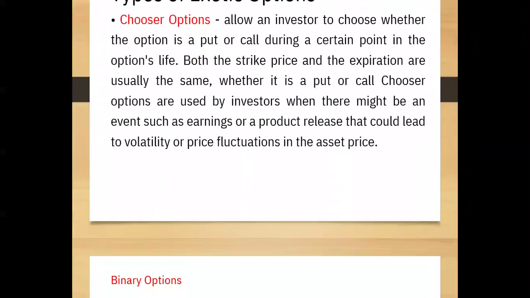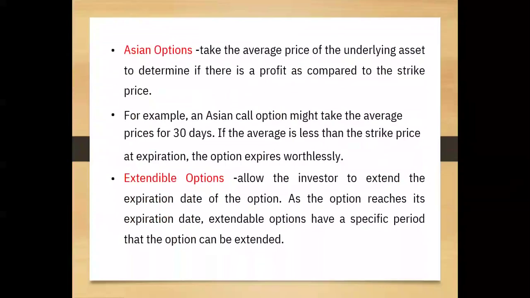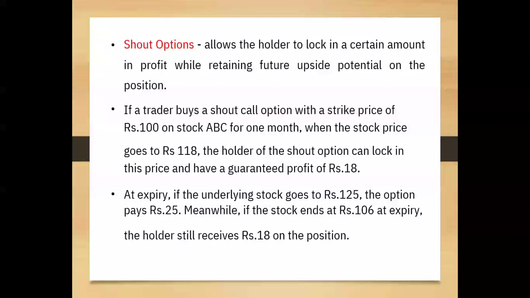Types of exotic options: chooser options, binary options, Asian options, extendable options, and LEAPS, long-term equity anticipation securities. Basically, they were created for investors who wanted to create long-term strategies. Normally, options have a maturity period of up to 3 months, but LEAPS have a maturity period extending even up to 3 years. LEAPS are available in both calls and puts. And shout options lock in an amount of profit while retaining future upside potential in the position.